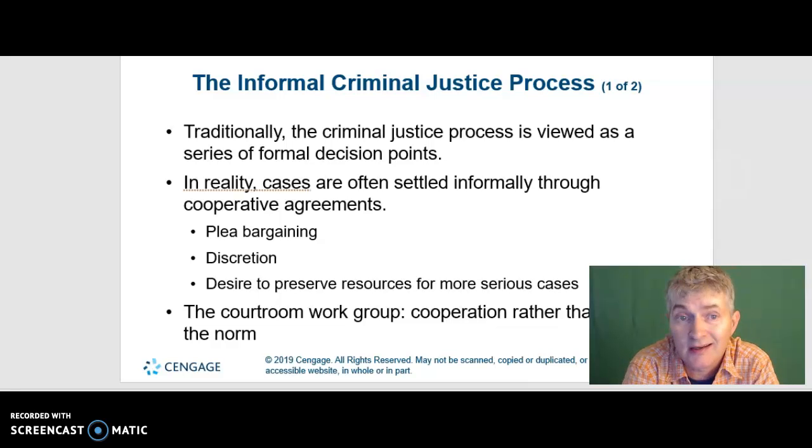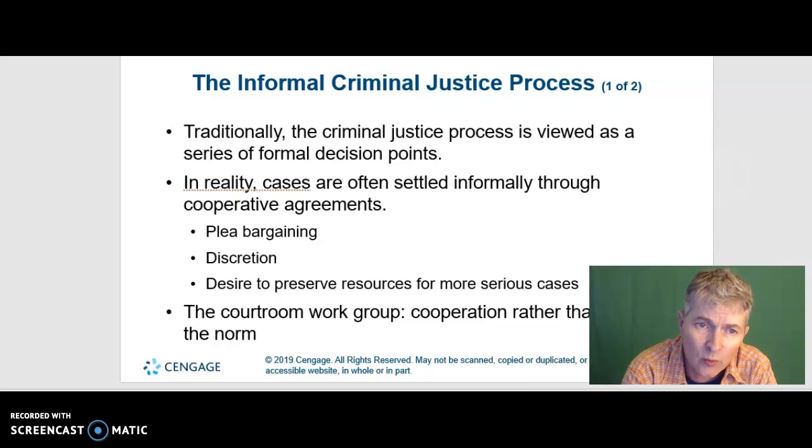There's also the informal criminal justice process. Traditionally, the criminal justice process is viewed, as I talked about throughout that 15-step process, in formal language. But in reality, cases are often settled informally through cooperative agreements, like plea bargaining, or discretion based on the judge, or desire to preserve resources for more serious crimes.